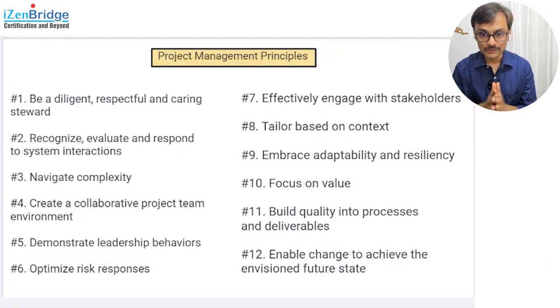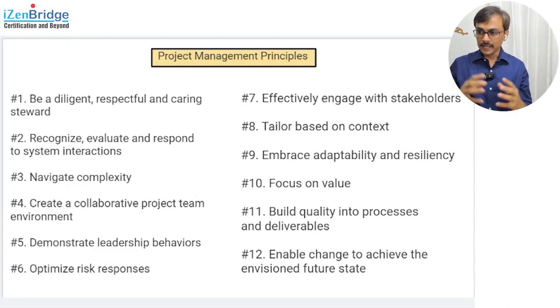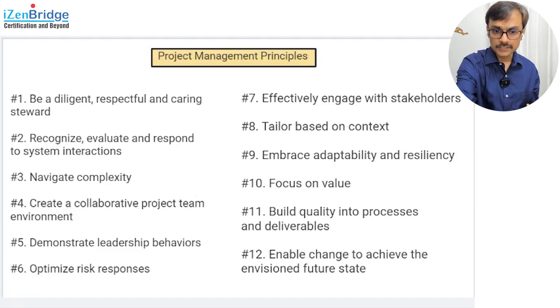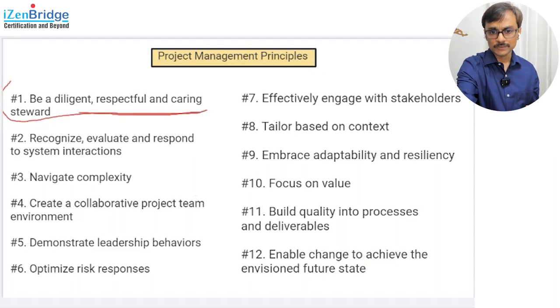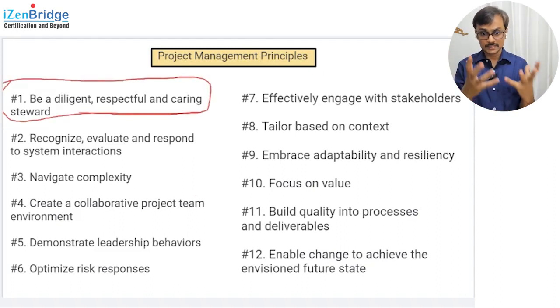As usual, we go to our PM principles to make sure that we have a common understanding and we can relate whatever we are discussing in this task with the project management principles. Here we can clearly see the first principle focuses on servant leadership. We need to be respectful, caring stewards. It is primarily focusing on removing the problems which are coming in the way of our team. So that's something related to this particular task.